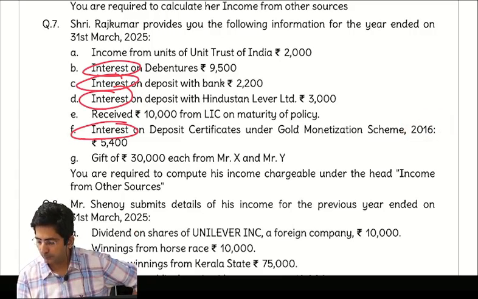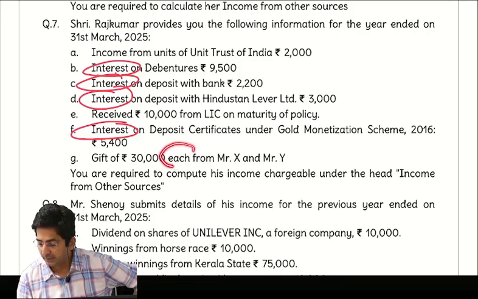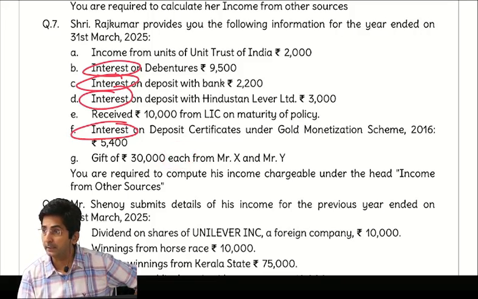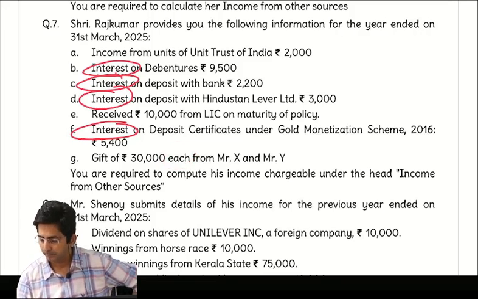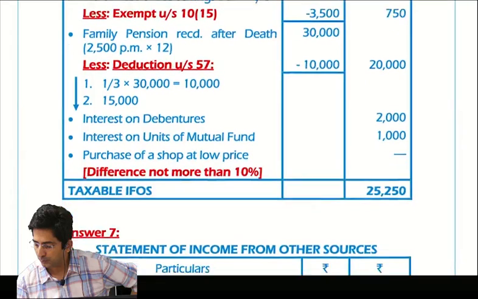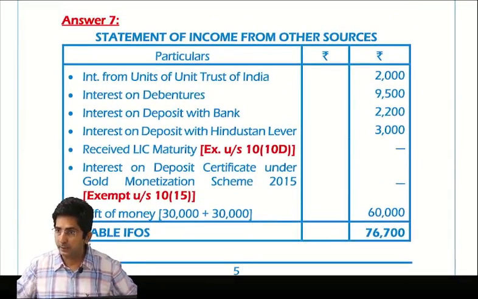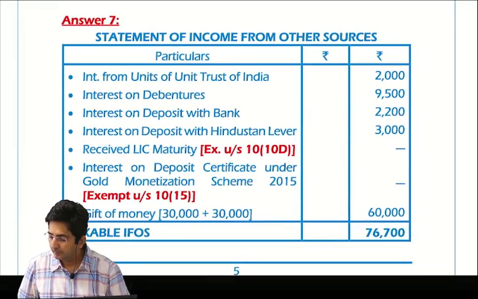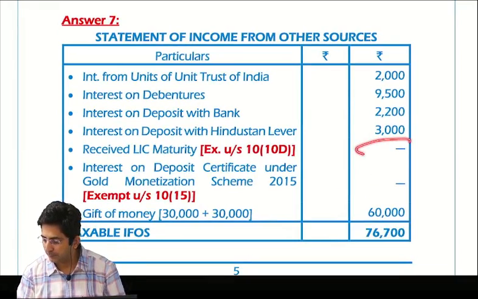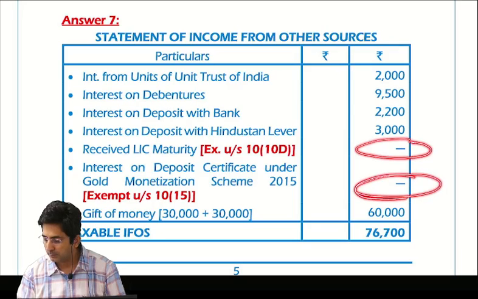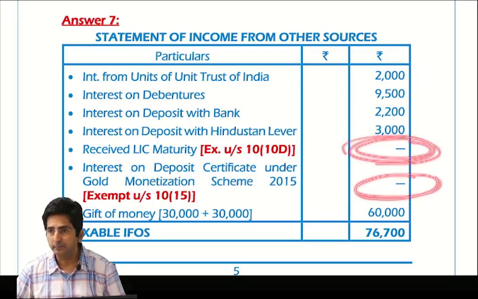And what about gift of 30,000 from X and Y? 30,000 each. Did you see the word each? So 30 plus 30 is 60,000, greater than 50,000, fully taxable. So just have a glance over the solution. Everything was taxable, only this life insurance amount and gold bonds were exempt.